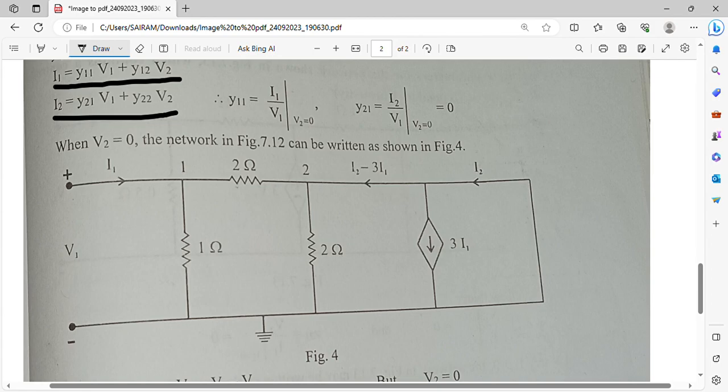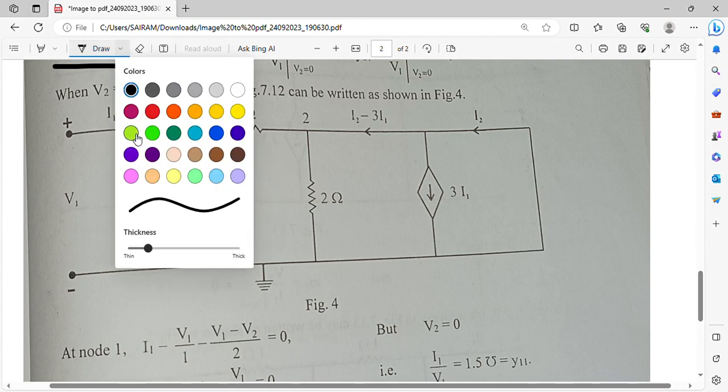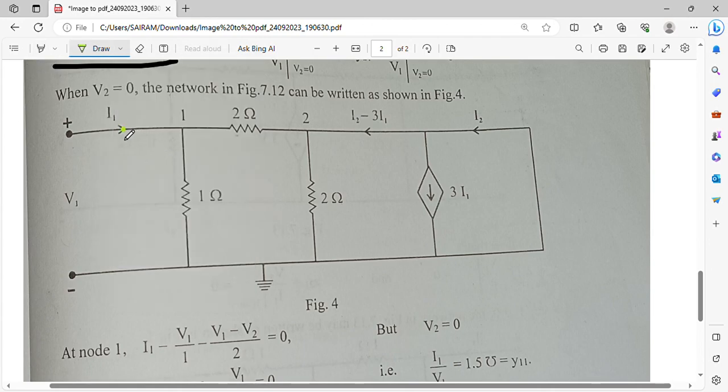Yeah. So now here you can see that I got this resultant when I made my V2 equal to 0. So now I can't apply mesh, so I'll apply node analysis. I'll just take another color to mention the nodes over here. See here, this is my node 1, and this is my node 2, right? I have highlighted the nodes over here, and they are already numbered as node 1 and node 2 respectively.